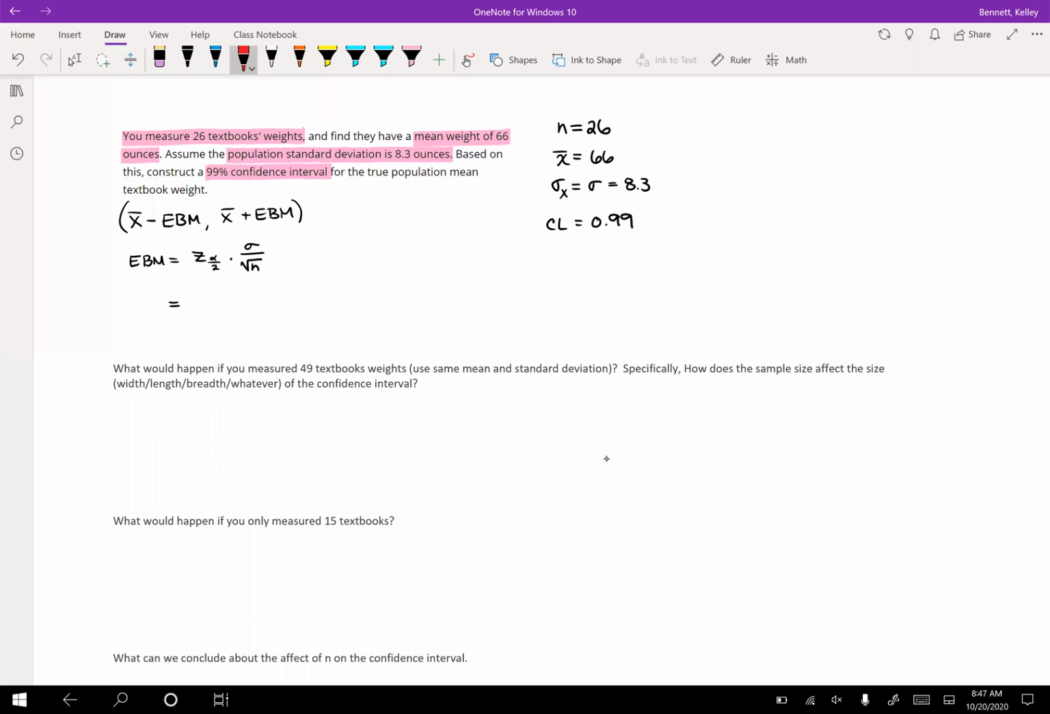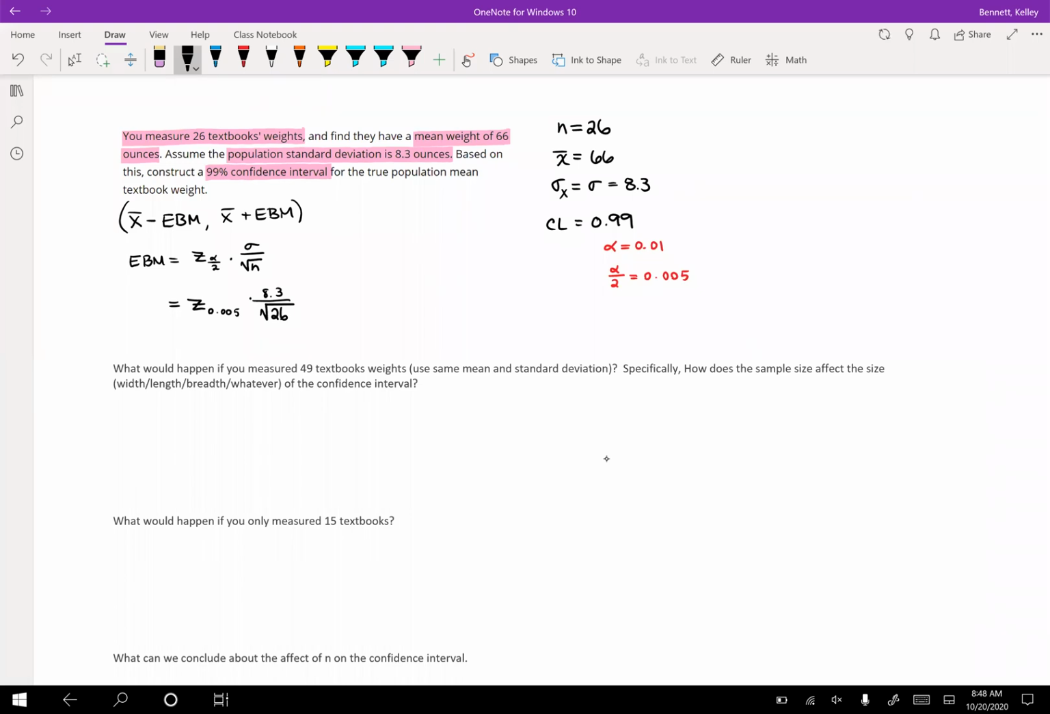So from the confidence level, we know that alpha equals 0.01. And so alpha over 2 would be 0.005. So this is going to give me Z sub 0.005. And then I have to multiply that by sigma, which was 8.3, divided by the square root of our sample size, which was 26.